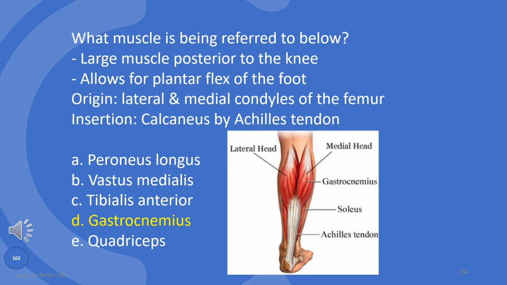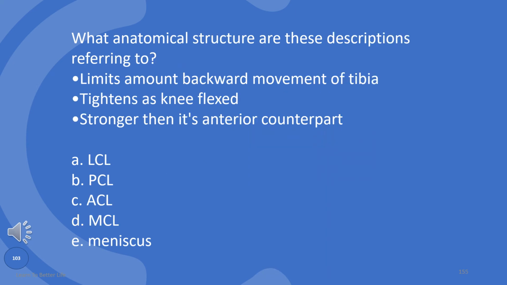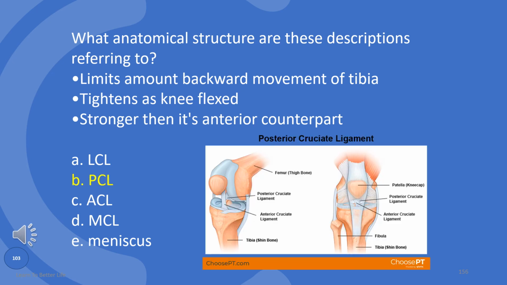Gastrocnemius. What anatomical structure are these descriptions referring to? Limits amount of backward movement of tibia. Tightens as knee flexed. Stronger than its anterior counterpart. A. LCL. B. PCL. C. ACL. D. MCL. E. Meniscus? The answer is B. PCL, posterior cruciate ligament.